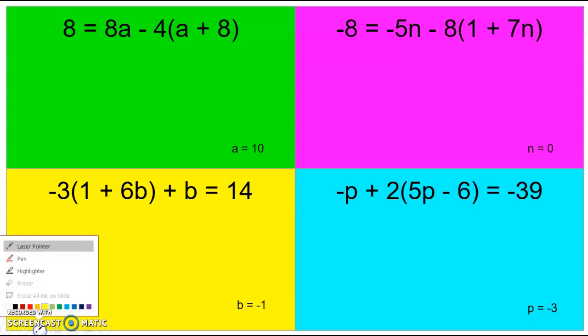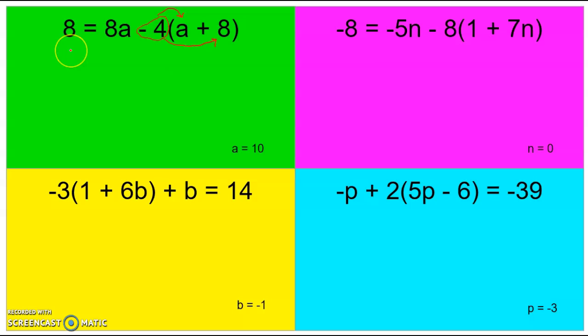Okay? And let's first distribute. That'll be the first thing that we want to do here. We want to distribute this negative 4. Remember how I tell you when you're dealing with a subtraction sign, that also means a negative sign as well. So we have a negative 4 that is going to be multiplied by a, and then negative 4 is also going to be multiplied by 8.